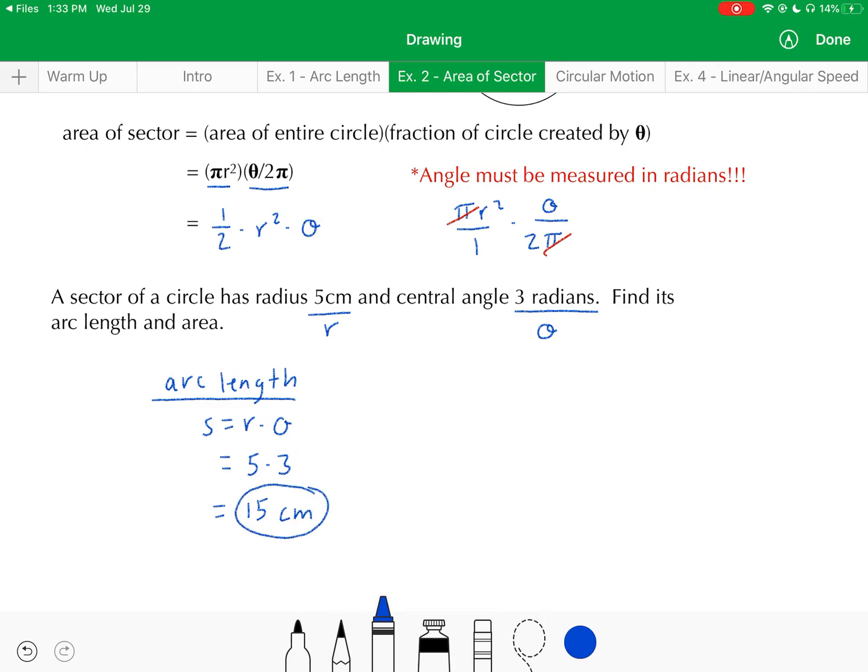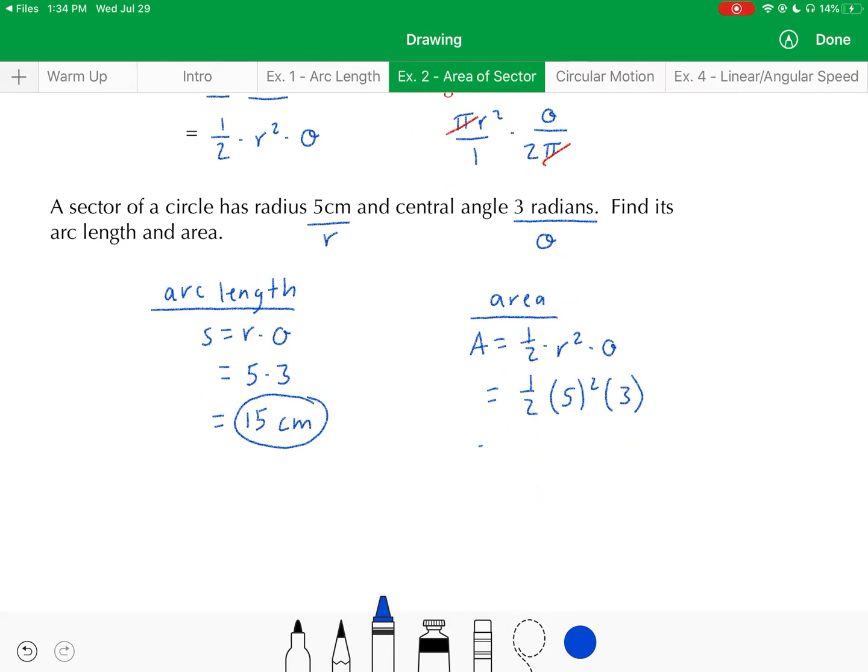Okay. What about the area of this sector? Well, utilizing the formula from above, area is going to equal 1/2 times 5 squared times 3. That'll lead me to 75 over 2, or 37.5 square centimeters.